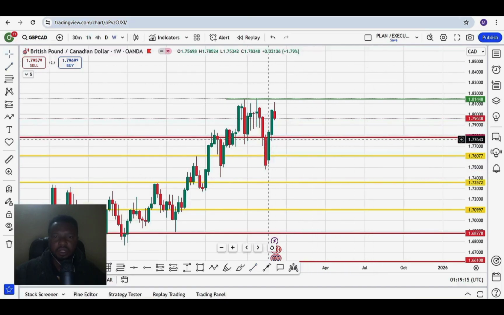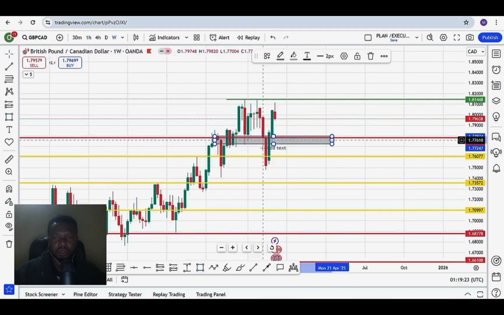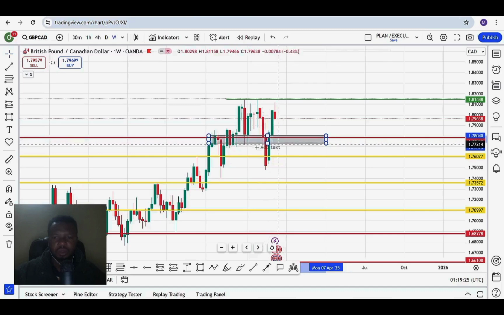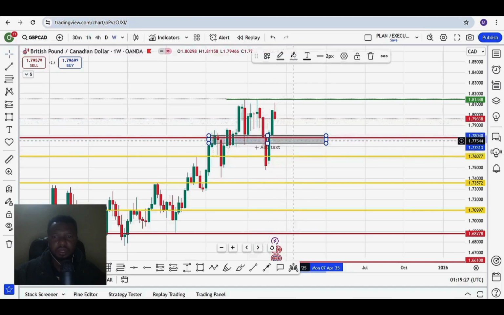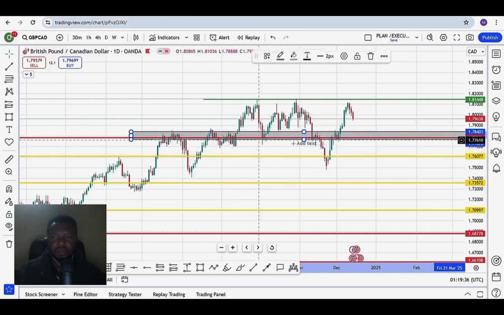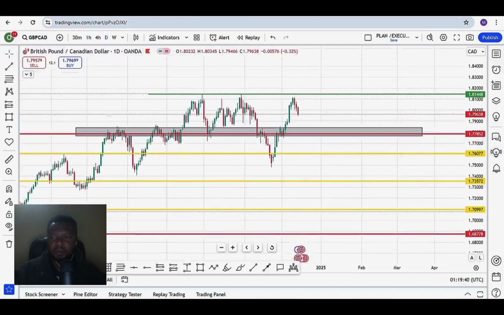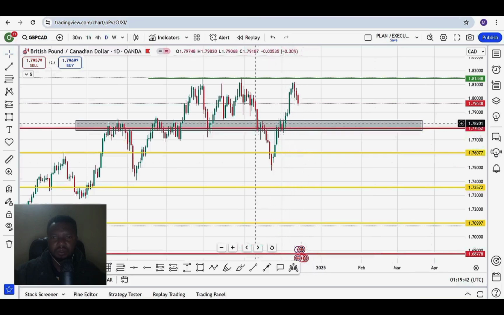I'm currently looking at price testing this weekly support zone. I'm looking at price coming all the way to test it to keep moving. But let's go to the daily to see a clearer picture. You see this support zone aligns with what I call a demand zone, a higher low. Yes, this is a demand zone.